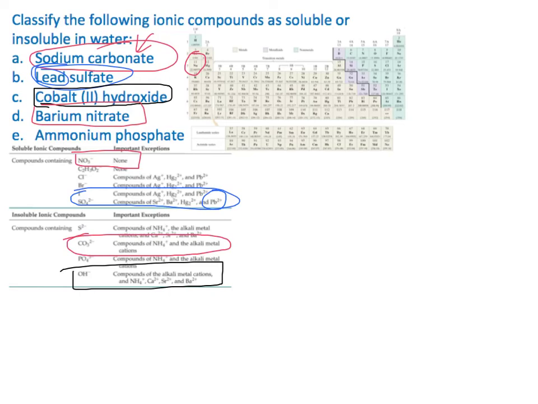The last one is ammonium phosphate. When we look at the phosphates, these are going to be all insoluble except for compounds with the ammonium ion and the alkali metal cations. We have ammonium phosphate, so we have that ammonium ion, which means that it is therefore soluble.